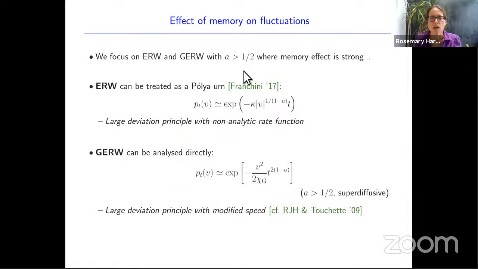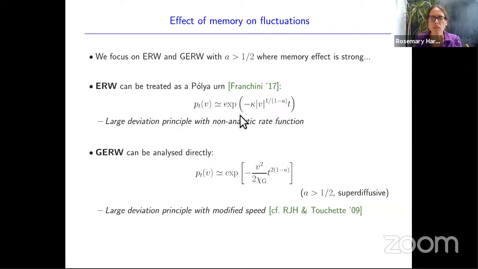And I'm just going to focus in now on the case where A is greater than a half, where the memory effect is strong in some sense. I can say something about other regimes if you're interested. So A is greater than a half and less than 1. The original elephant random walk can be treated as a polyurn. It is a kind of polyurn, so you can use results of Franchini, and you can find the asymptotic distribution of the velocity, which has this exponential form.